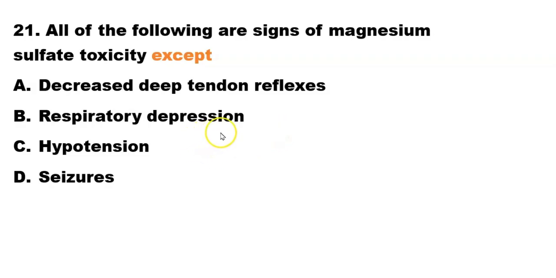Okay, all of the following are signs of magnesium sulfate toxicity except A. Decreased deep tendon reflex, B. Respiratory depression, C. Hypotension, D. Seizures. Think over it for 5 seconds.